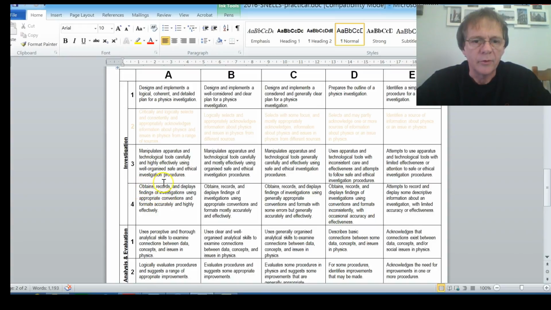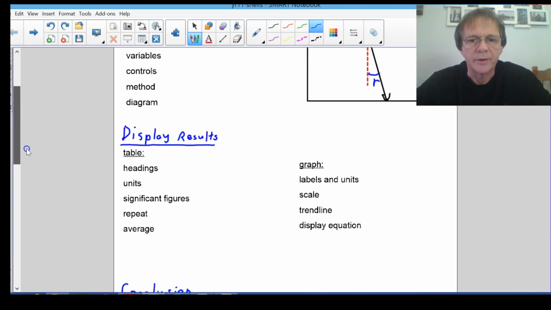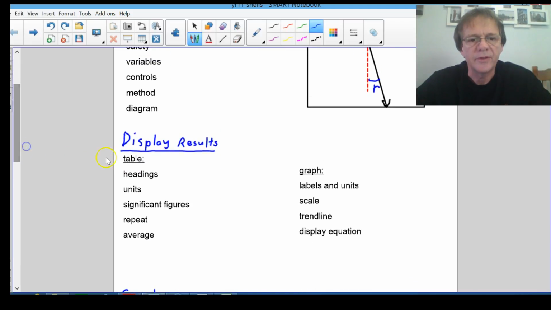Now you need to obtain, record and display your data accurately and highly effectively. In this one, you're talking about displaying your results. Most of you can do a table and a graph to display these. When you do your table, make sure your headings are clear, you're using the right units, and you're following on with the correct significant figures. Ideally people would repeat and average as they're getting into the physics, rather than doing one angle at a time and not repeating that.